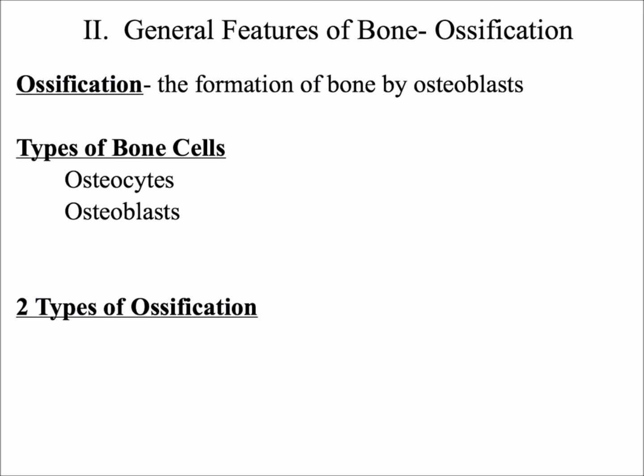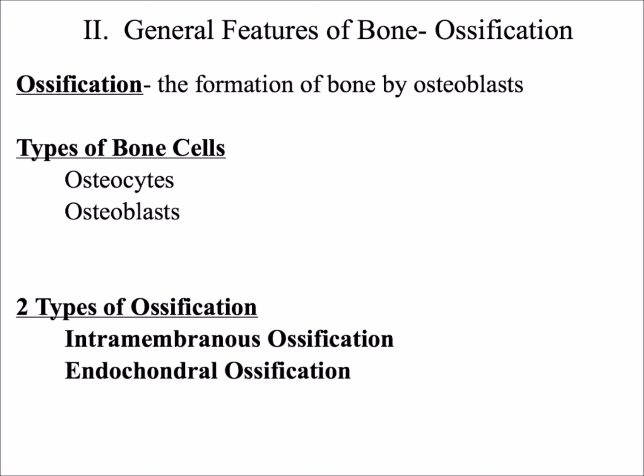So there are two types of ossification, two ways of making bone. The first one is called intramembranous ossification. What does intra mean? Inside, in between. Membranous refers to what structures within the human body? Membranes. And ossification means to make bone. So intramembranous ossification means the making of bone between connective tissue membranes.